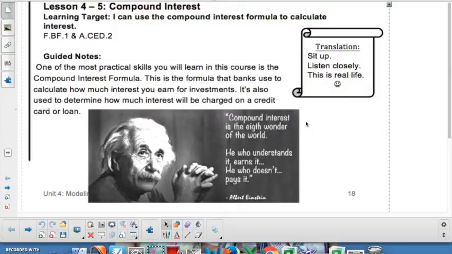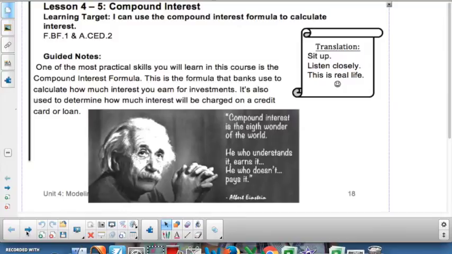So basically what I'm saying is this is really important. This is something that could save you some money in the future or make you some money in the future. So learn it, listen up, and it's also going to be used in the next couple of lessons. So let's go ahead and look at what the compound interest formula is.